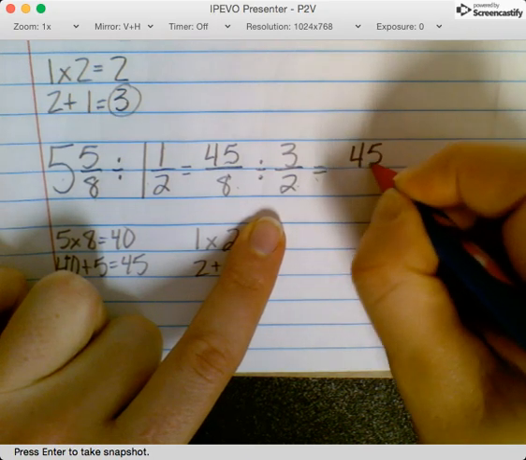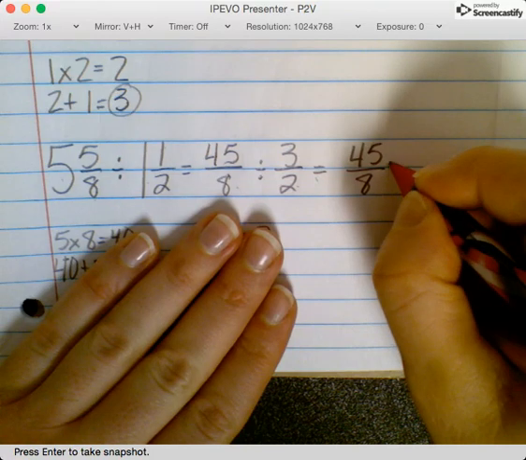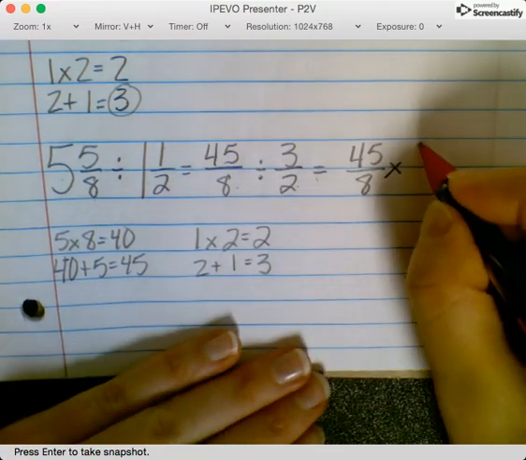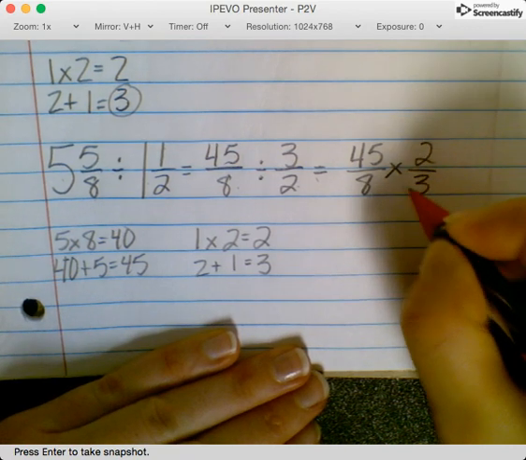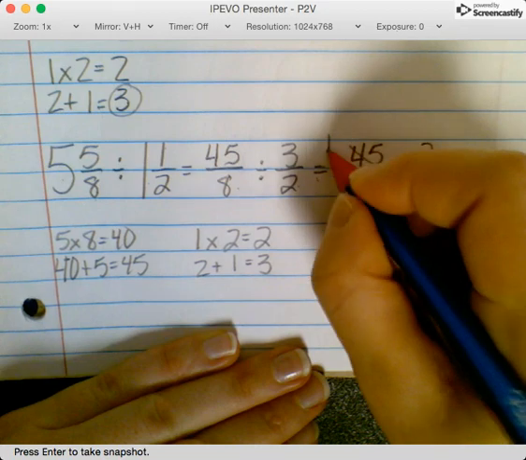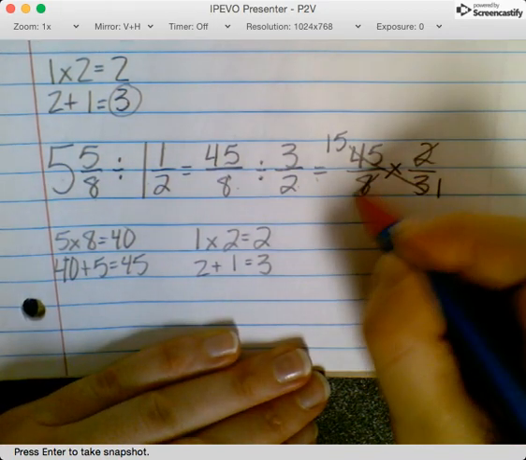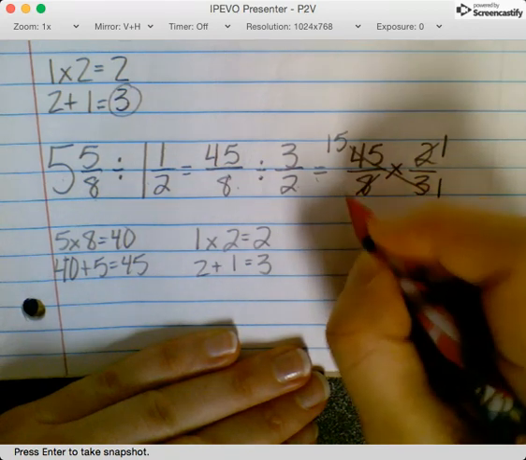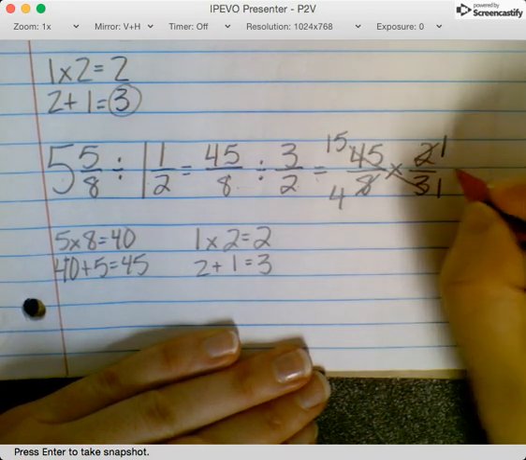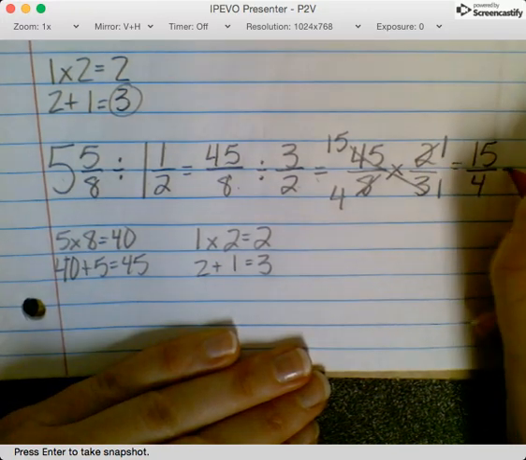So it ended up being 45/8 divided by 3/2 when I rewrite it. And then, again, just like in the other video, I change my division to multiplication and use the reciprocal, 2/3. 45 and 3 can both be divided by 3. 45 divided by 3 is 15. 2 and 8 can both be divided by 2. 2 divided by 2 is 1. 8 divided by 2 is 4. And that's 15 over 4.